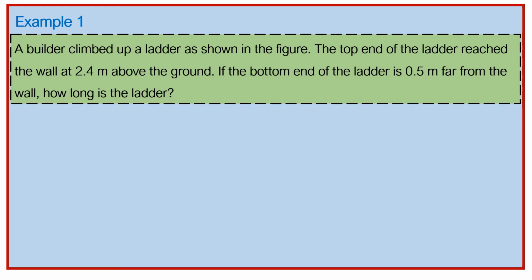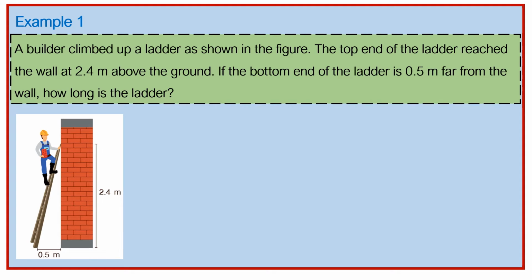Let us now look at example 1. A builder climbed up a ladder as shown in the figure. The top end of the ladder reached the wall at 2.4 meters above the ground. If the bottom end of the ladder is 0.5 meters far from the wall, how long is the ladder? So we need to know how long this ladder is.